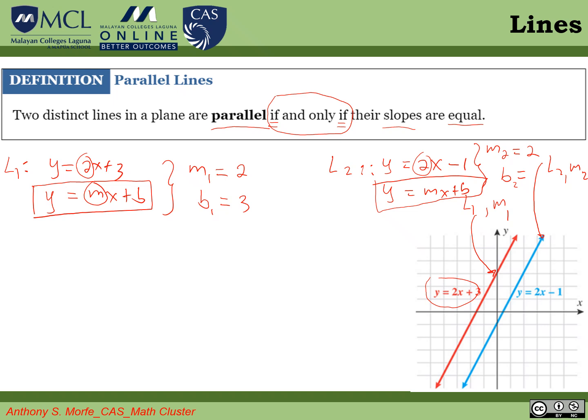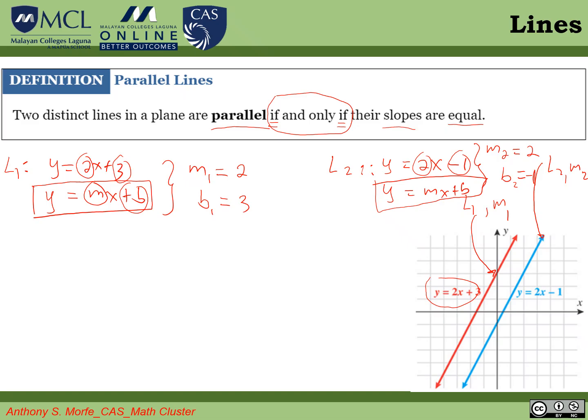So what is our B? B is just this number. This one, like B1 here, equal to 3. That one. Okay, so our B here is -1. So thus we can now solve the problem, whether it's parallel or not.